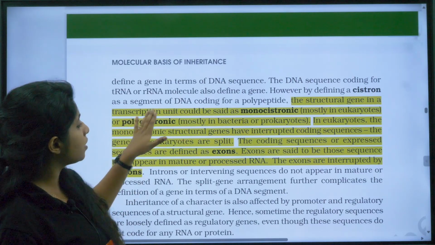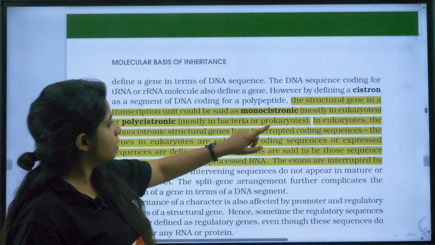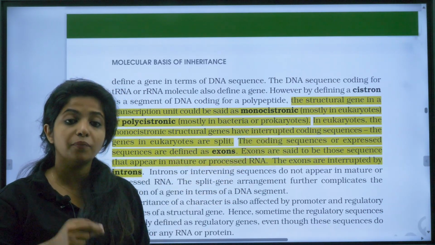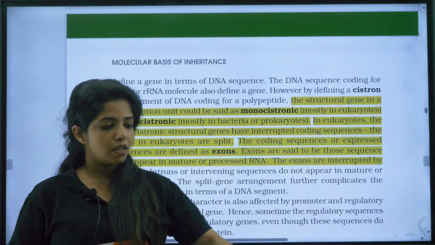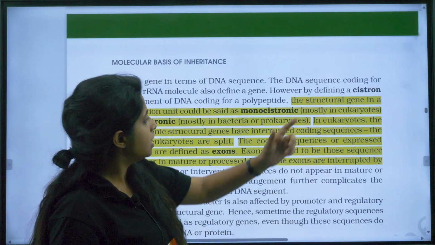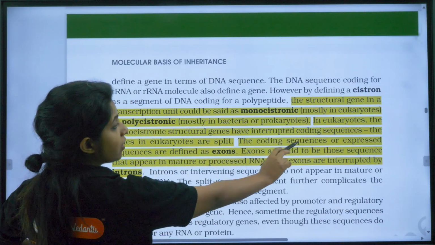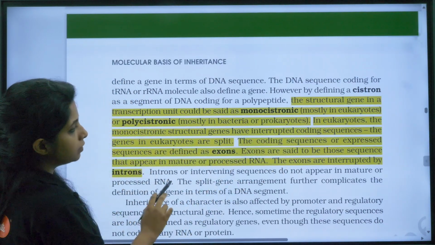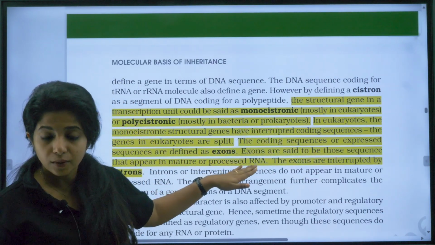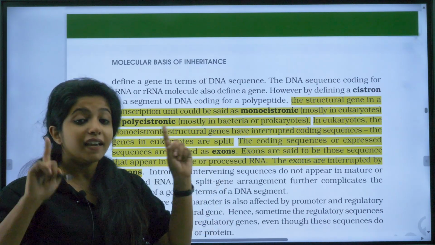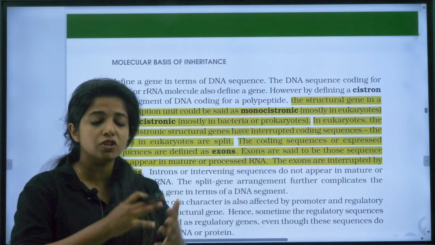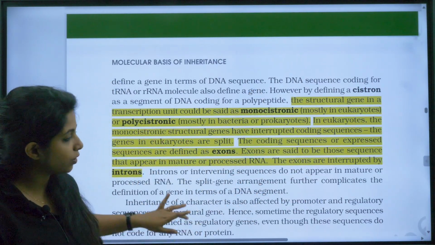However, the structural gene and transcription unit could be said to be monocistronic, mostly in eukaryotes, or polycistronic, mostly in prokaryotes. Always remember, in the case of prokaryotes, they have polycistronic genes. Polycistronic means one cistron is one gene, another cistron is another gene. They have multiple cistrons like this. In eukaryotes, the monocistronic structural genes have interrupted coding sequences. The coding sequences in eukaryotes are split. The coding or expressed sequences are defined as exons, and the ones that come in between are known as introns. Introns are not found in prokaryotes, please remember it. We are monocistronic. In one cistron, we have multiple genes. In between the multiple genes, we have introns. Prokaryotes do not have this.